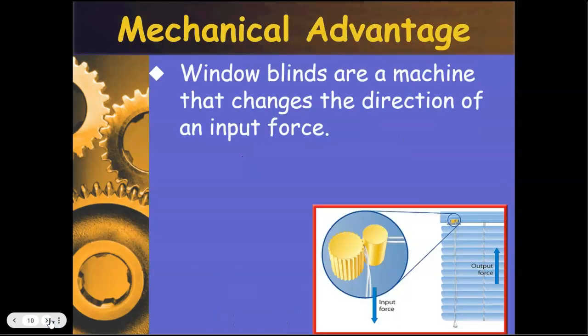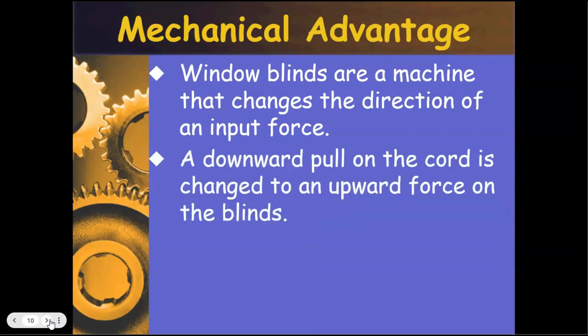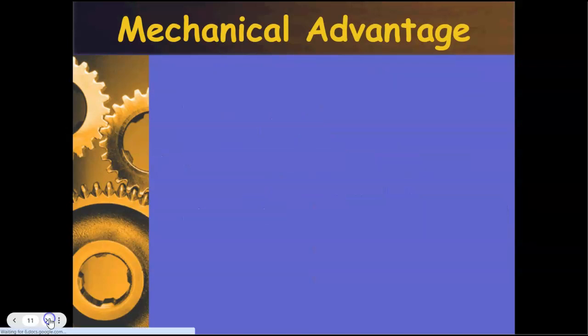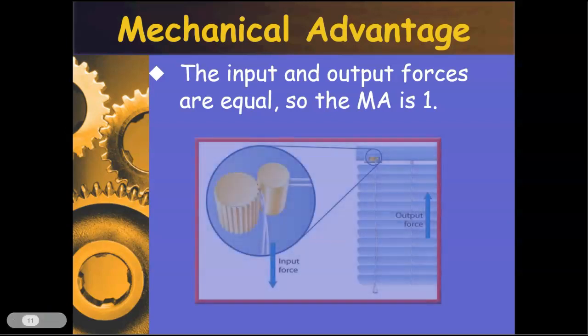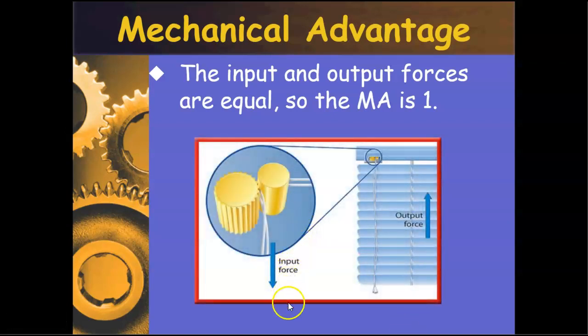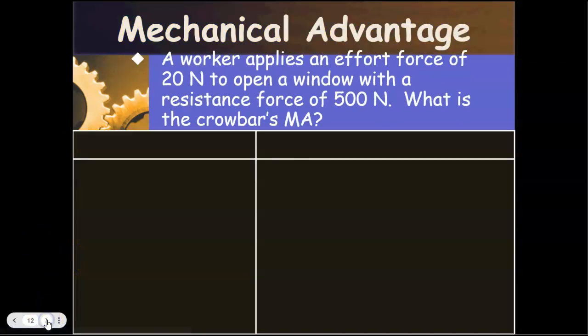Okay, we'll use an example of window blinds here. So blinds are a machine that changes the direction of an input force. The downward pull on the cord is changed to an upward force on the blinds. The input and the output forces are equal, so the mechanical advantage is 1. So again, the direction of the force is what's changing, right? The input force is going down and the output force is going up.